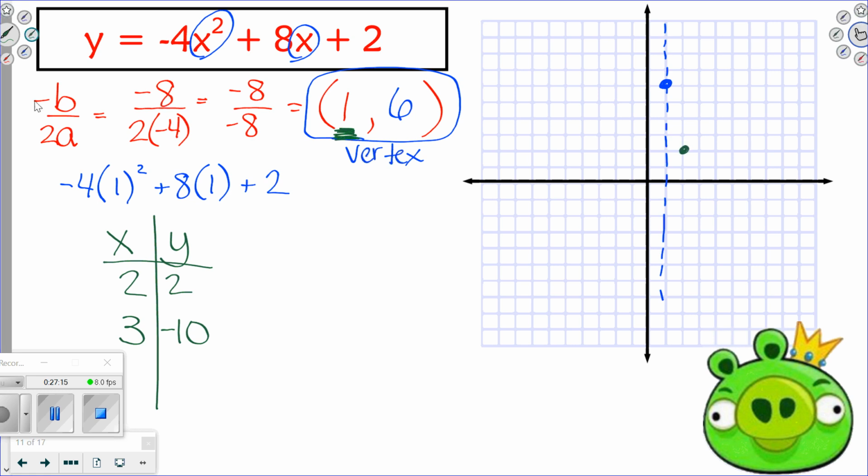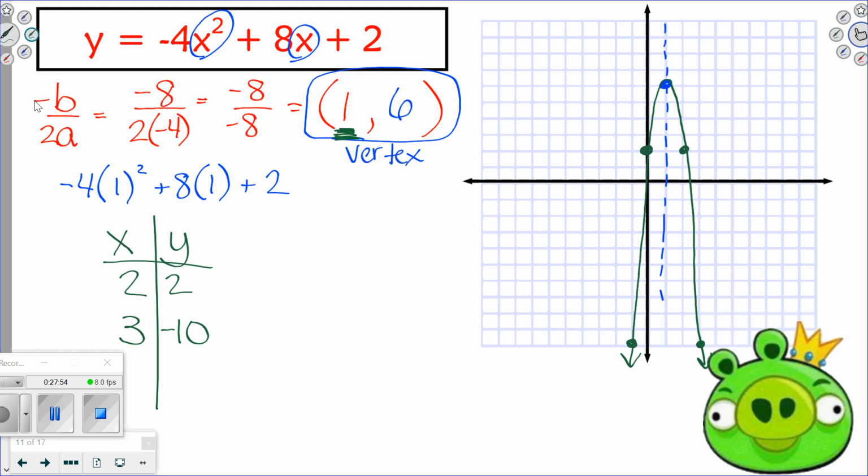And then again, I'm going to reflect it. That's 1 space away from that fold line, so I'm going to have 1 point on the other side. And then we're going to plot 3, negative 10. That's 2 spaces away, so I'm going to go 2 spaces on the other side. And that is a really skinny one. But again, notice your A value was negative, so it opened down, just like it should have.